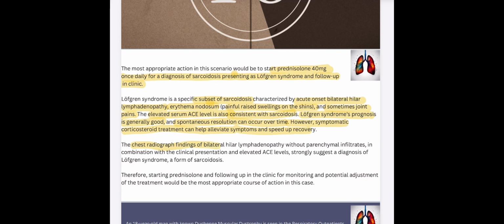The chest radiograph finding of bilateral hilar lymphadenopathy without parenchymal infiltrate, in combination with clinical presentation and elevated ACE levels, strongly suggest a diagnosis of Lofgren syndrome, a form of sarcoidosis. Therefore, starting prednisolone and following up in the clinic for monitoring and potential adjustment of the treatment would be the most appropriate course of action in this case. And the correct answer is this.